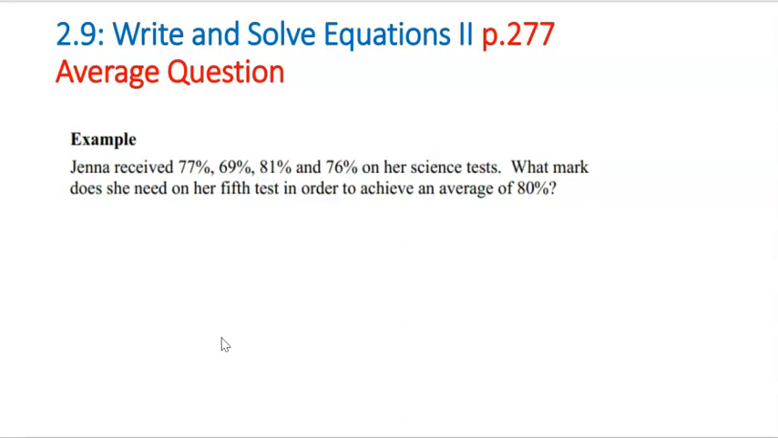This is useful for her to know. She's been doing well in the course, and she has a goal, so she needs to know realistically what she has to get on her last test in order to reach that 80%.